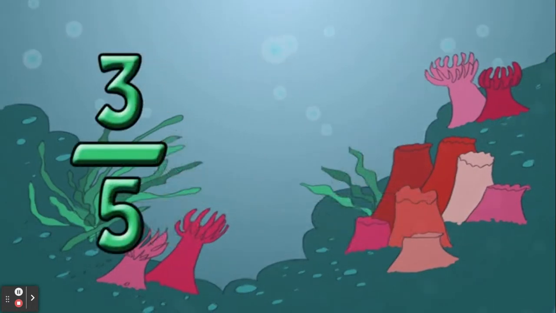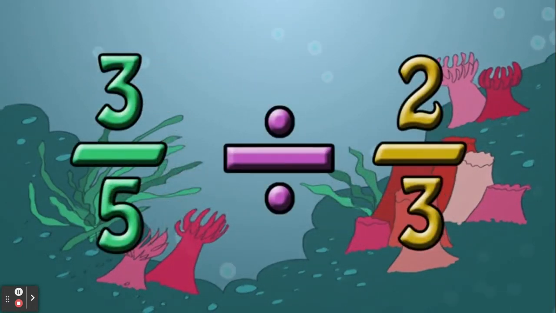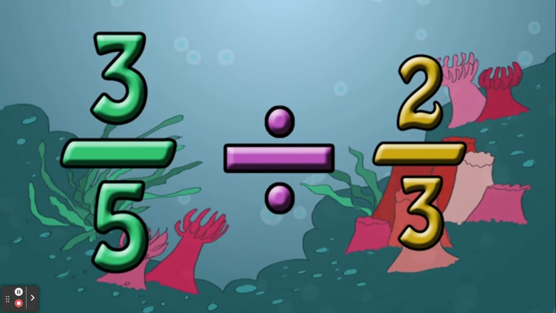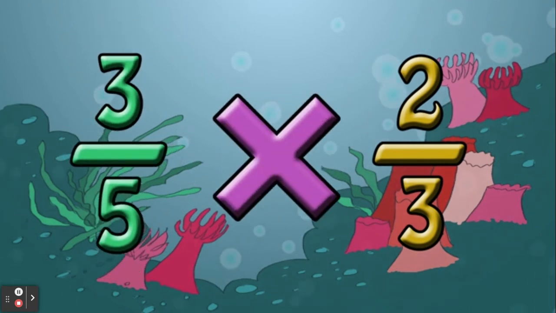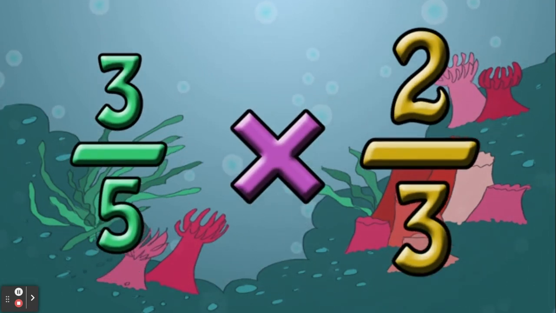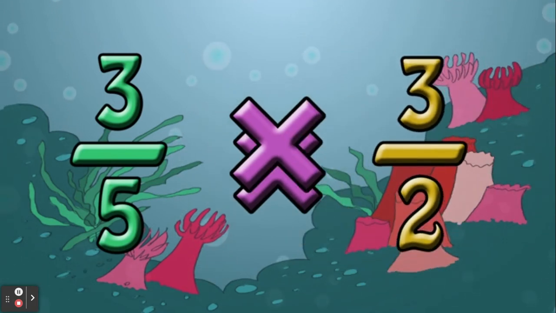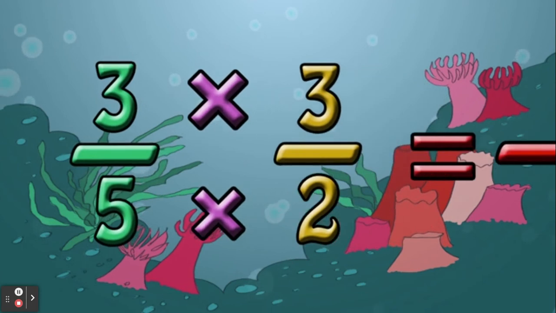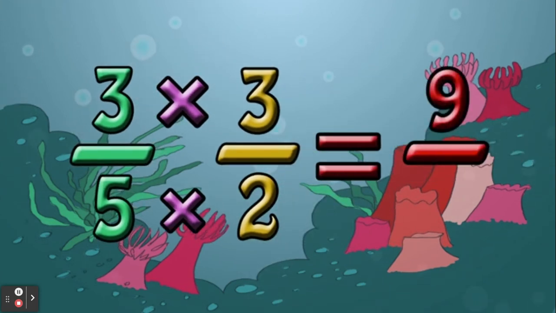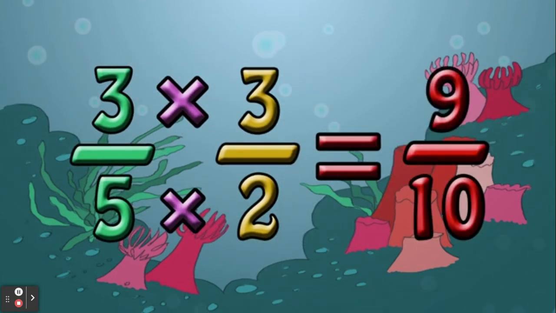Take 3/5, divided by 2/3. Keep, change, flip, that's the word. Keep 3/5 the same, change the sign so we multiply, that's the game. Flip 2/3, we get 3/2, then we can multiply, and so should you. 3 times 3 is 9, 2 times 5 is 10, 9 tenths can't reduce it, that's the end.